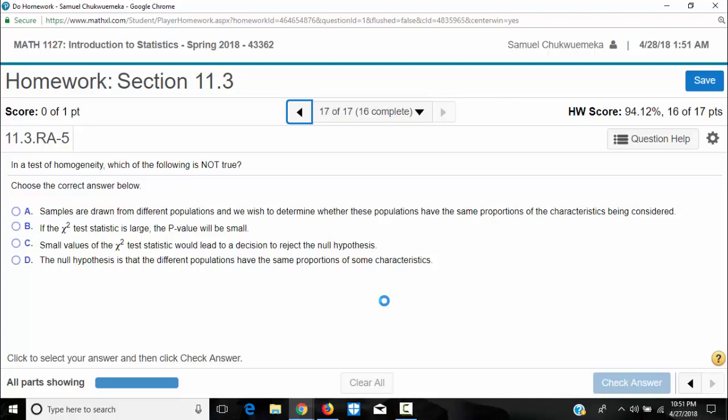C, small values of the chi-square test statistic will lead to a decision to reject the null hypothesis. No, it should be small values of the p-value. If the p-value is less than the level of significance, that means it's too small, then reject the null hypothesis. So that should be C. But let's look at D: the null hypothesis is that the different populations have the same proportions of some characteristics. Yeah, that is true for test of homogeneity. So the correct option here will be C.